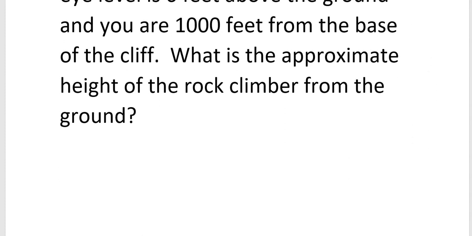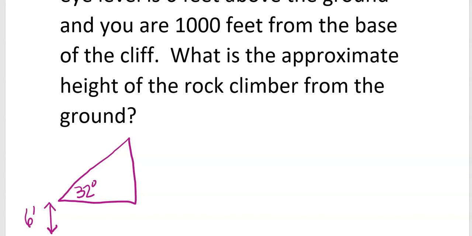So we're going to draw an angle like this. The angle was 32. This to the ground is 6 feet. You can draw a little person if you want to. We are 1,000 feet from the base of the cliff. So person is here, and cliff is here. Okay, what is the approximate height of the rock climber from the ground?